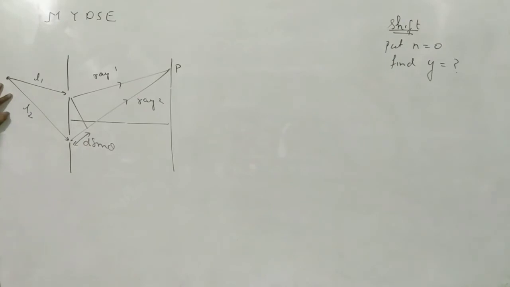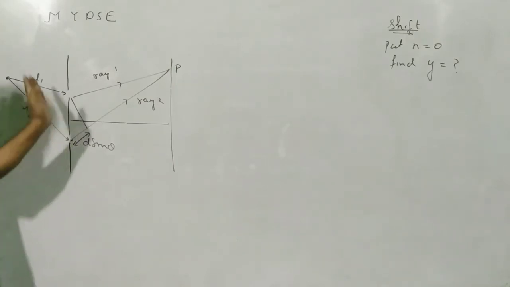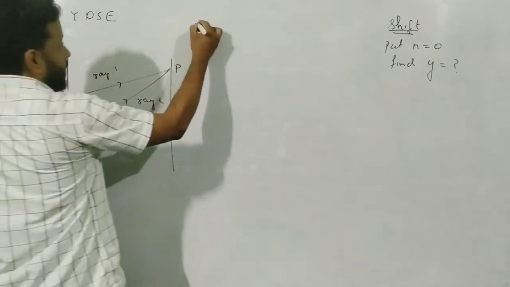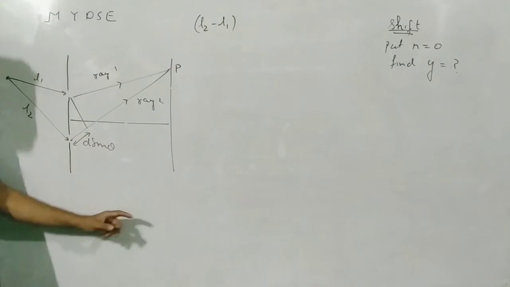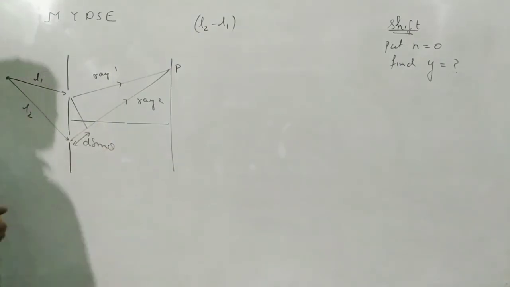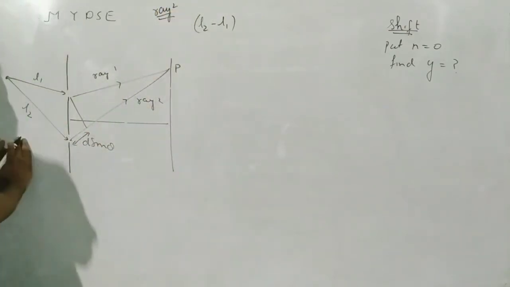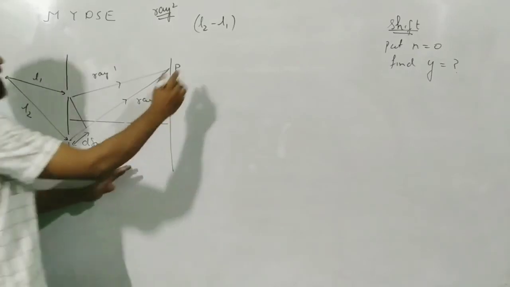To do that, consider this. This is before the slit, and this is after the slit. Who is traveling more distance before the slit? Ray 2. By how much distance? L2 minus L1. After the slit, who is traveling more distance? Ray 2. So before the slit, ray 2 is traveling additional distance, and after the slit, ray 2 is traveling additional distance of how much?